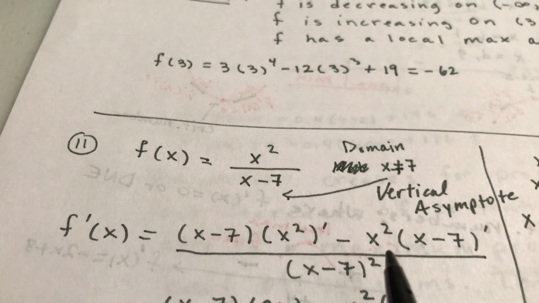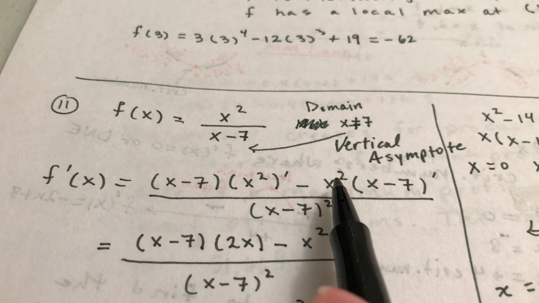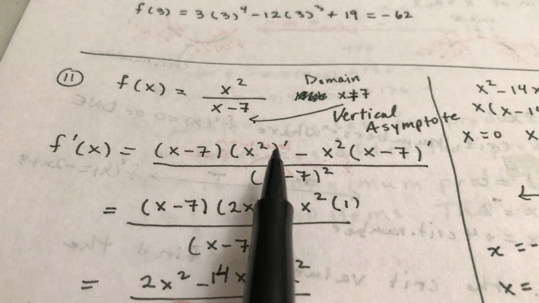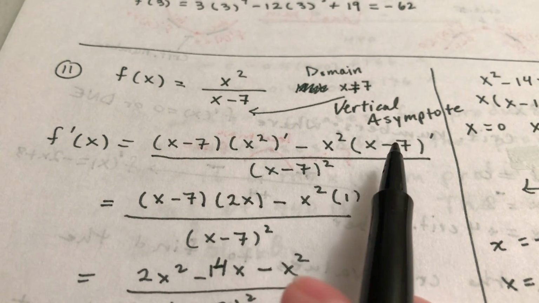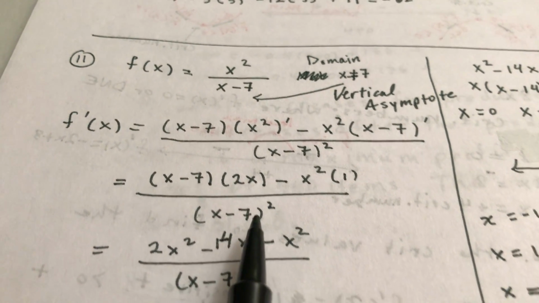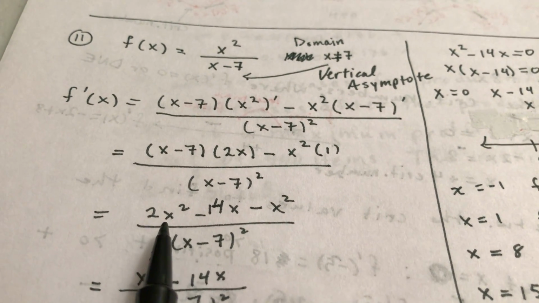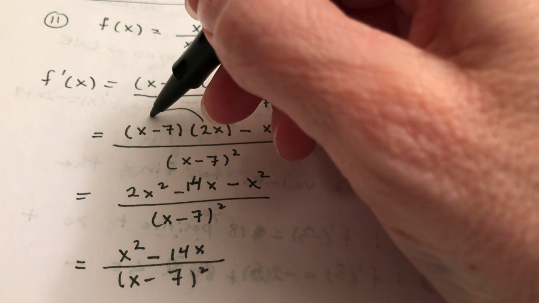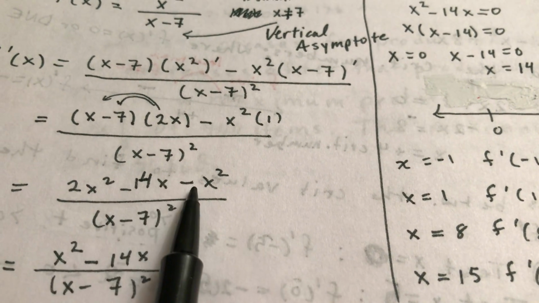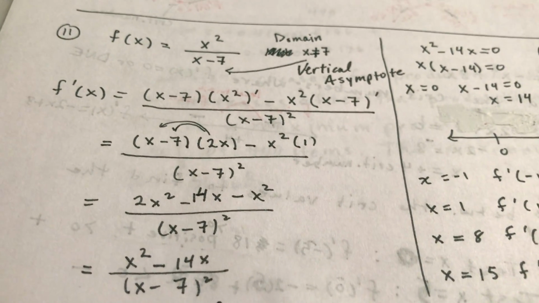So we're going to do some calculus, back to calculus. This is low d high minus high d low, and then down below, low squared must go. So I've got my low, my high, derivative of that is 2x, minus x squared times the derivative of that is 1, over that denominator squared. And don't multiply that out, just leave that like that. We're going to distribute, you get 2x squared minus 14x minus x squared, and then these are like terms, so I get x squared minus 14x over (x minus 7) squared.